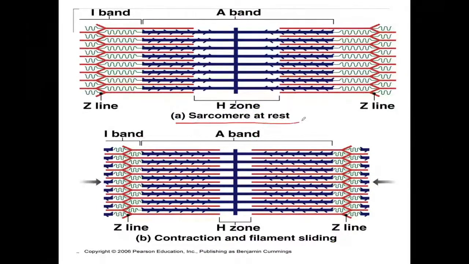So on the top, we have a sarcomere at rest. You can see this H zone, this space here. We see how wide it is, but look at the H zone down below. It moved closer together because a contraction took place, because all these myosin heads attached to the actin, and they flicked it, moving the actin, sliding it inward towards the center, making the H zone much, much smaller.